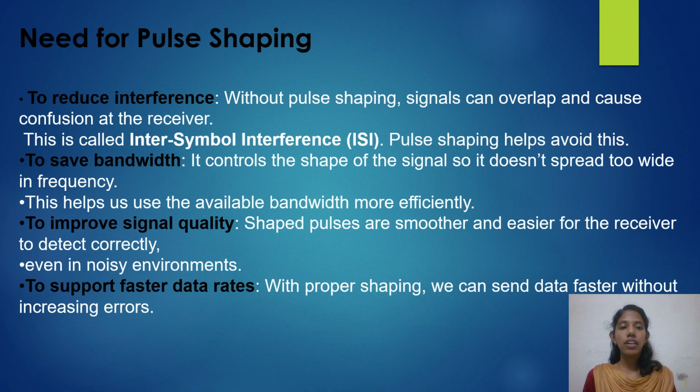Need for pulse shaping to reduce interference. Without pulse shaping, signals can overlap and cause confusion at the receiver. This is called intersymbol interference. Pulse shaping helps avoid this. To save bandwidth, it controls the shape of the signal so it does not spread too wide in frequency. This helps us use the available bandwidth more efficiently.